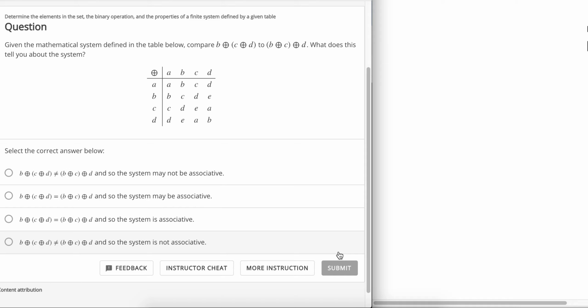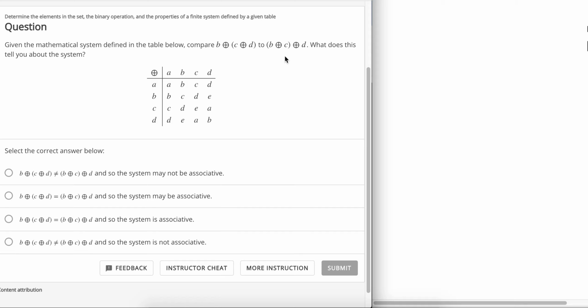Are we having fun? Given the mathematical system defined in the table below, B alien operation... So this looks like the associative property, right? The order is the same. The only thing that's changed is the grouping, the parentheses.